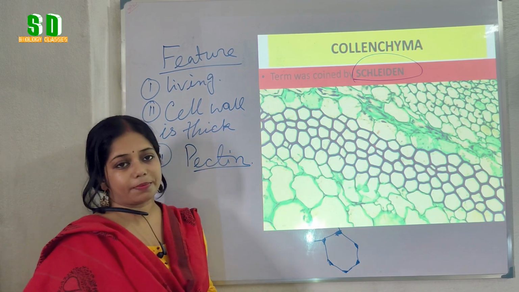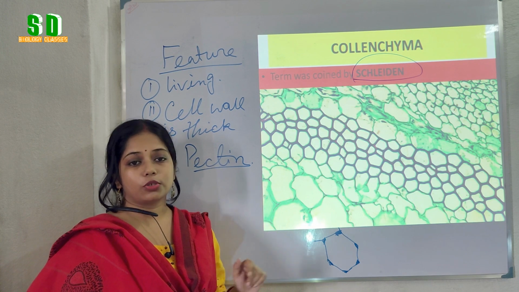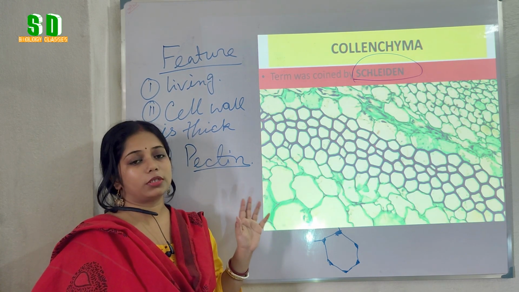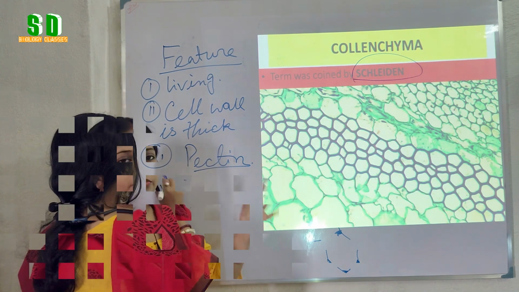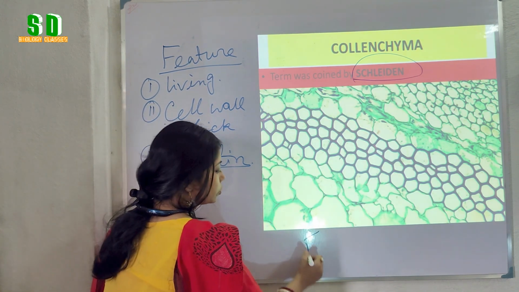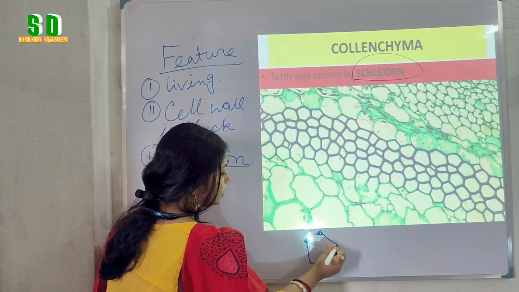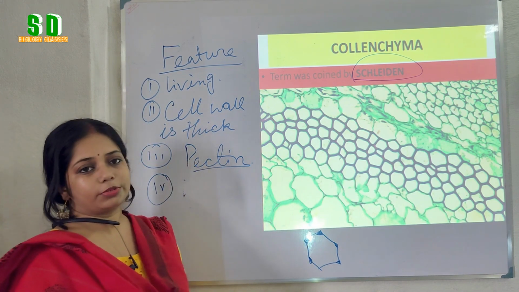It is made up of pectin. In case of parenchymatous tissue, the cell wall is made up of cellulose only. Here, in addition to cellulose, another component is present, that is pectin. So students, here we have seen that the cell wall materials are present more at the corner of the cells.